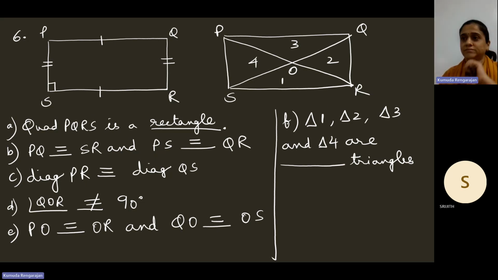Okay, guess. I'll give an answer for this one. Triangle 1, triangle 2, triangle 3, and triangle 4 are dash triangles. Equilateral. Are they right triangles? Why?